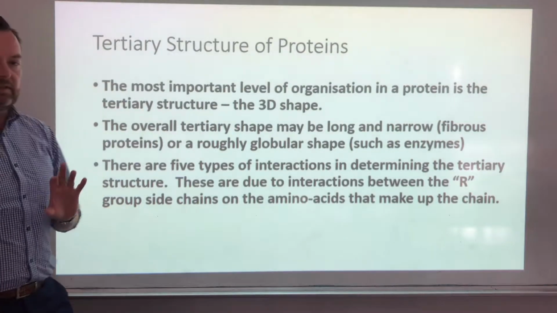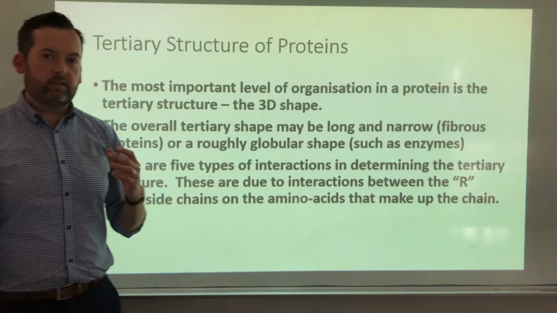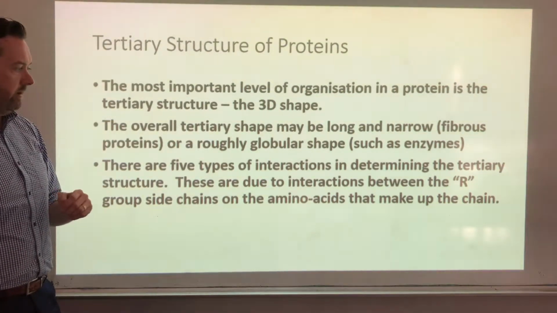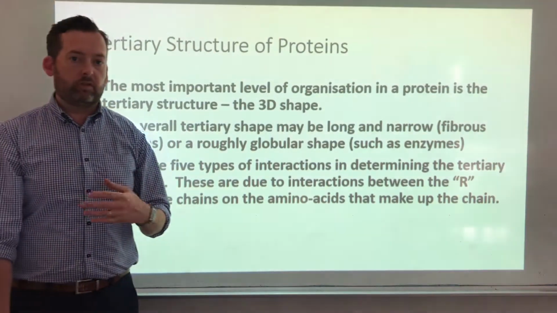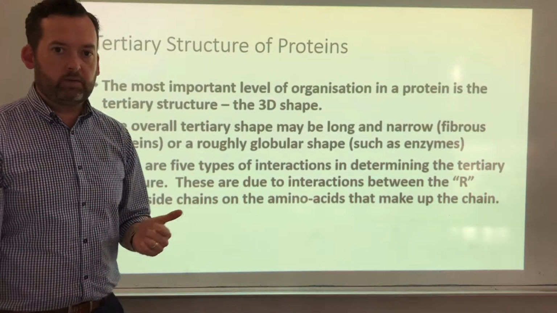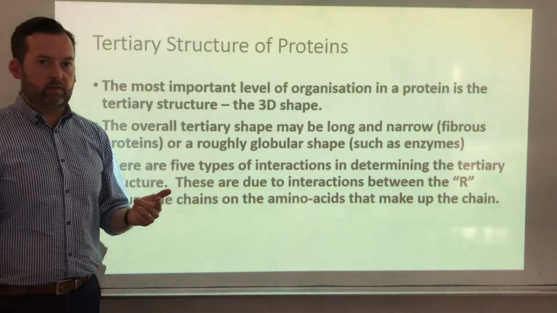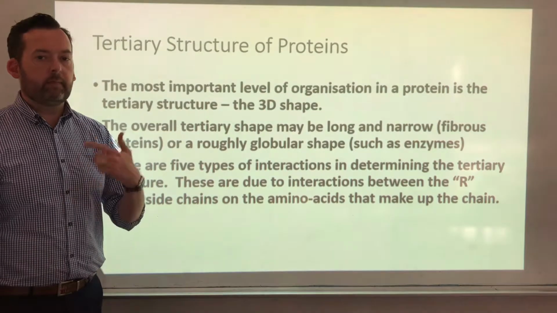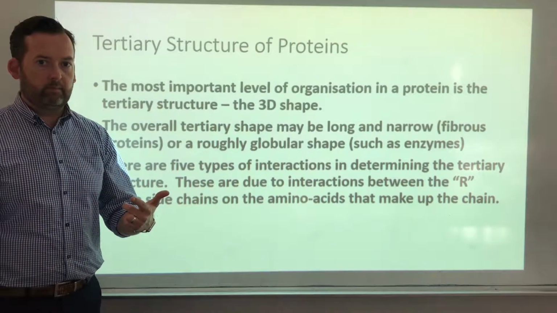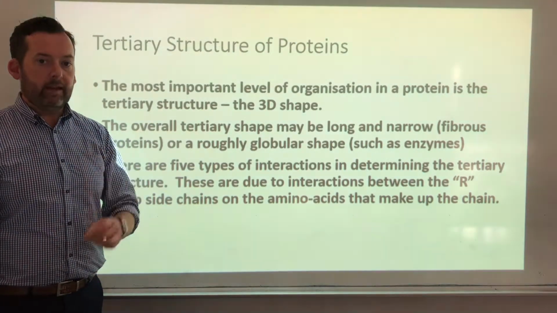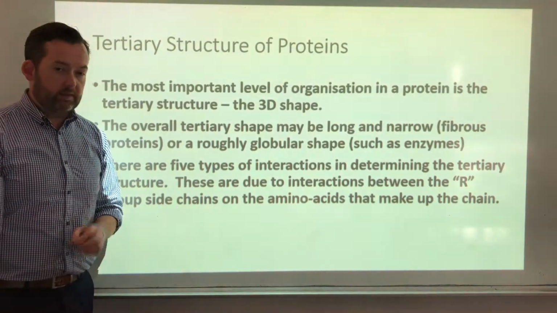There are 5 types of interactions determined in the tertiary structure of interaction, all right? And these are due to the R groups. So primary has nothing to do with R groups. Secondary has nothing to do with R groups. Primary is covalent. Secondary is hydrogen bonding between the amino acids. Now, tertiary is the R group, so this is where these are important.